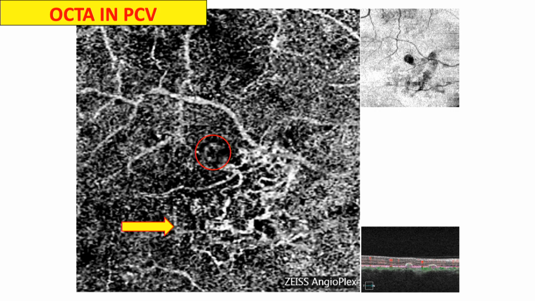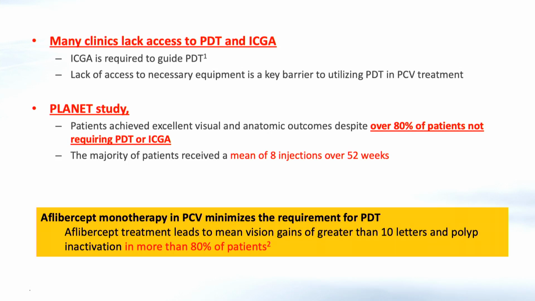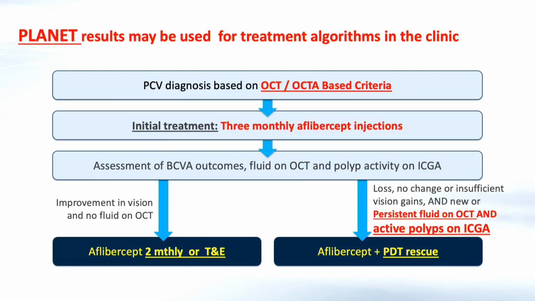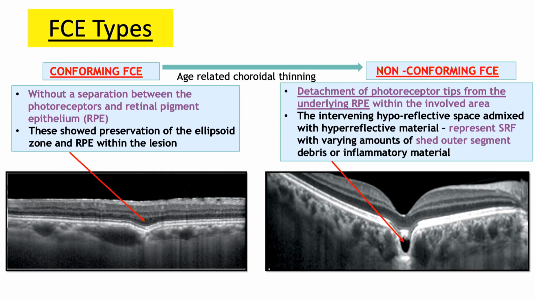So OCTA can very well pick up the branching neovascular network. The polypoidal lesions are not greatly picked up because they are low flow lesions compared to ICG angiography. Because many clinics lack ICG and PDT currently, we could combine OCT and OCTA and then go ahead with intravitreal monotherapy, and then PDT rescue, and ICG can be reserved for persistent polypoidal lesions.